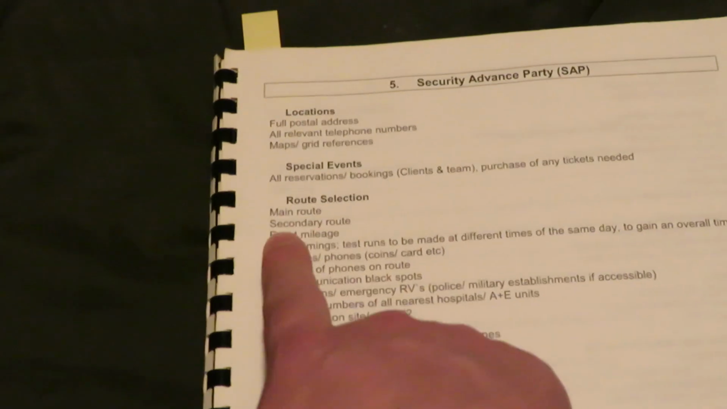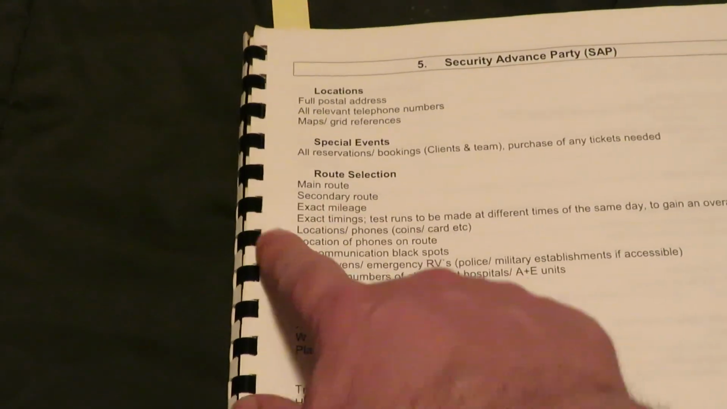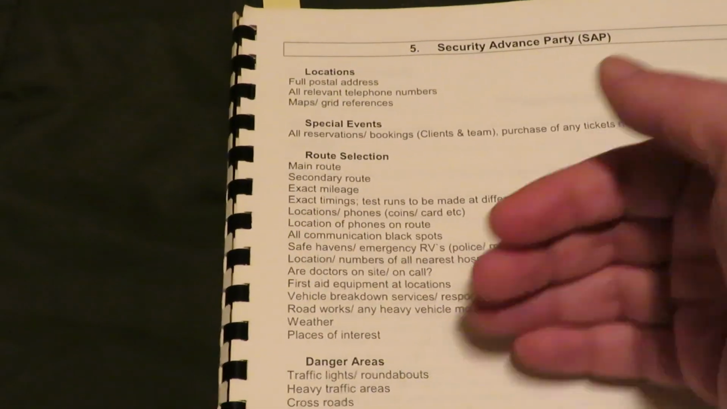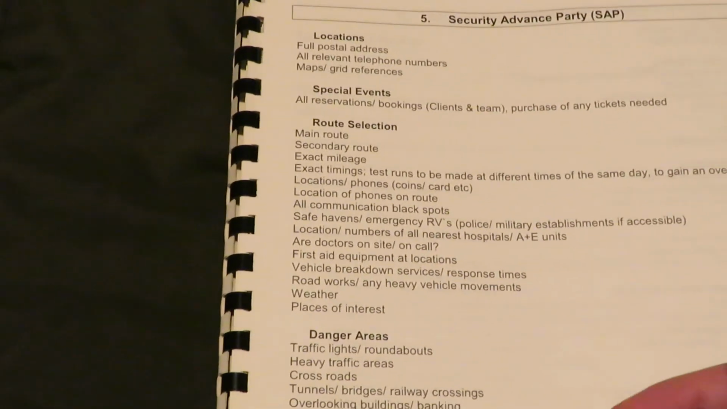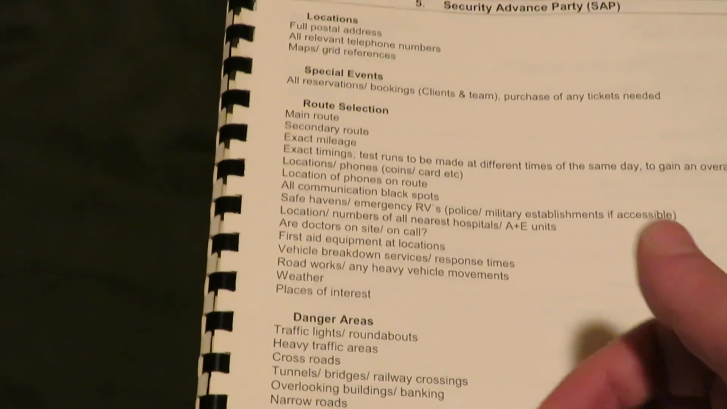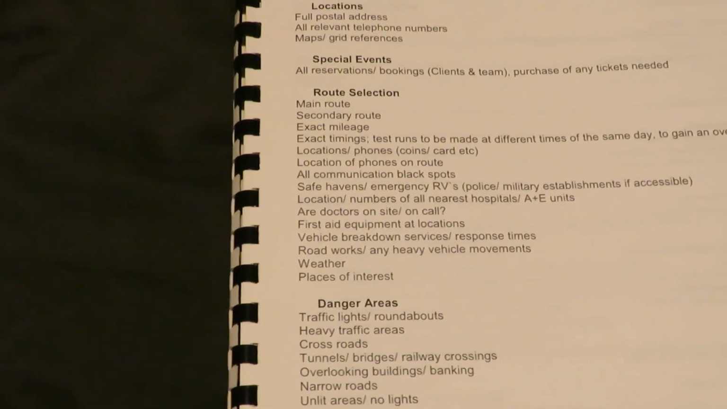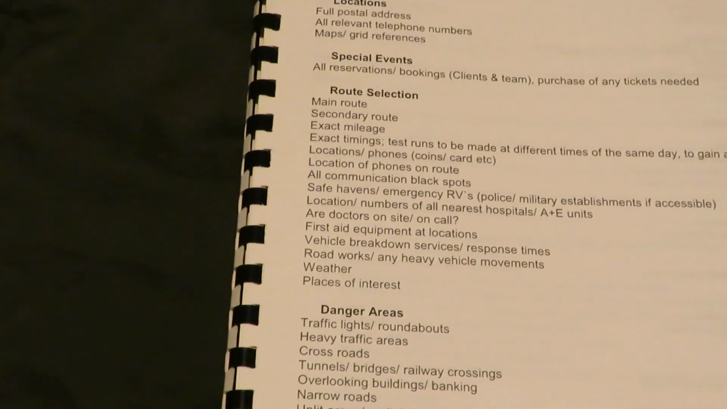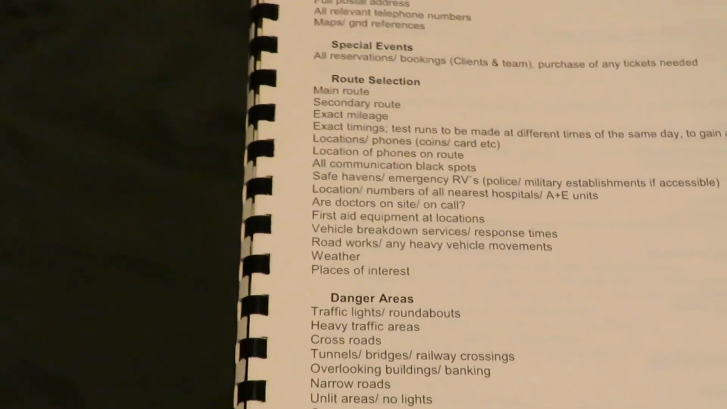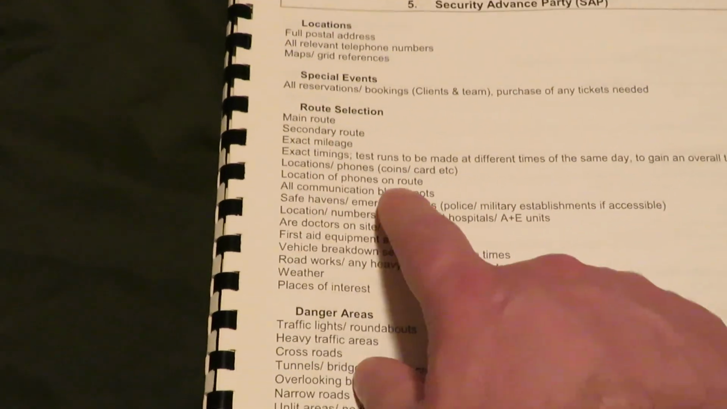Route selection. Plan here: main route, primary, secondary route, alternate, and so on and so forth, contingent or tertiary, and then exigent or emergency. You should always have four routes, two at a minimum, but you should really always have four, with one of those being an emergency. Exact mileages, exact timings, test runs.